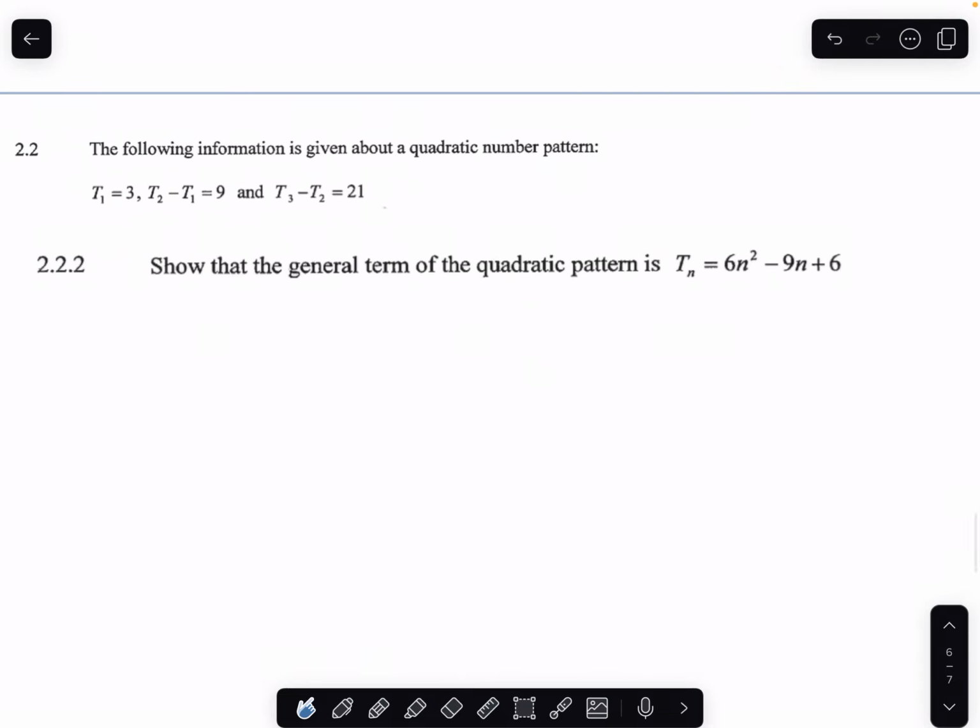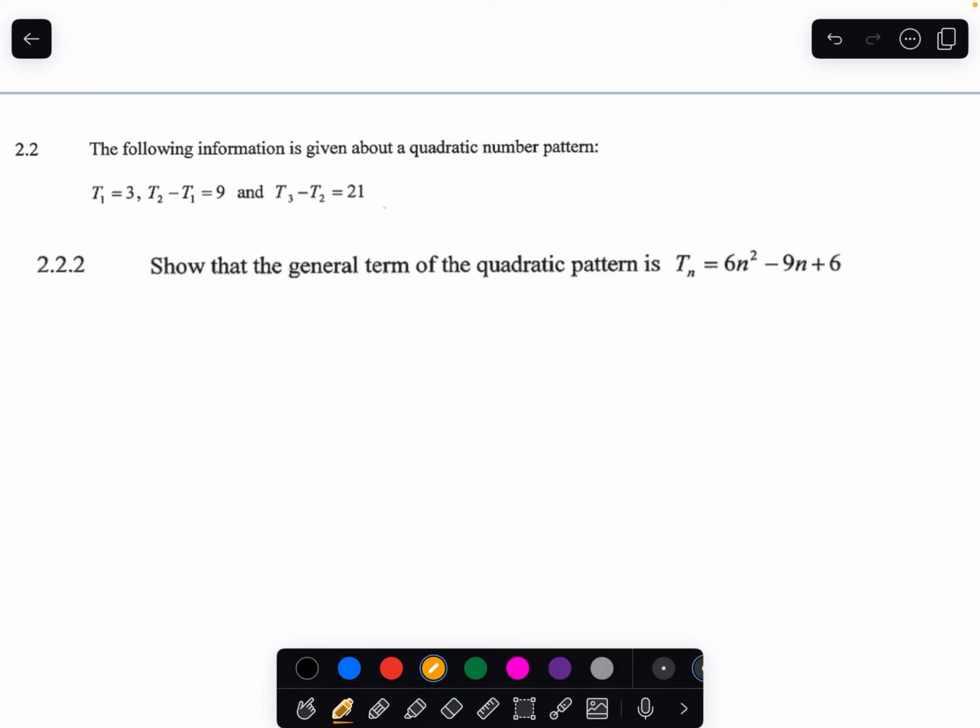Good enough. Show that the general term of the quadratic pattern is that. Okay, so, yeah, I thought I would remember my little quadratic pattern picture, but I never do, so I'm just going to work it out from scratch again. Oh, I do kind of remember it.